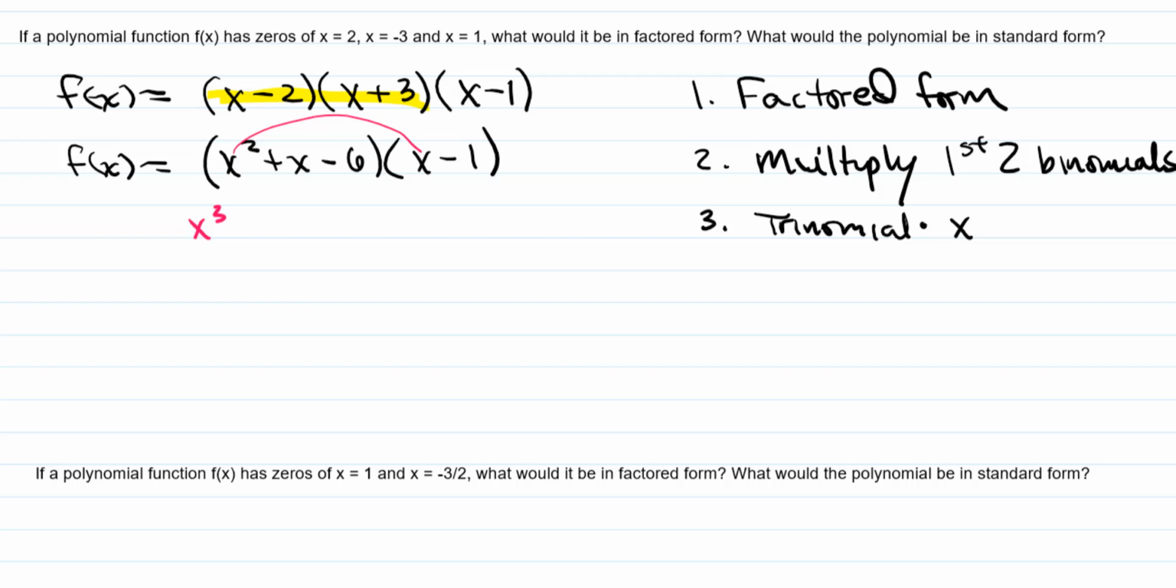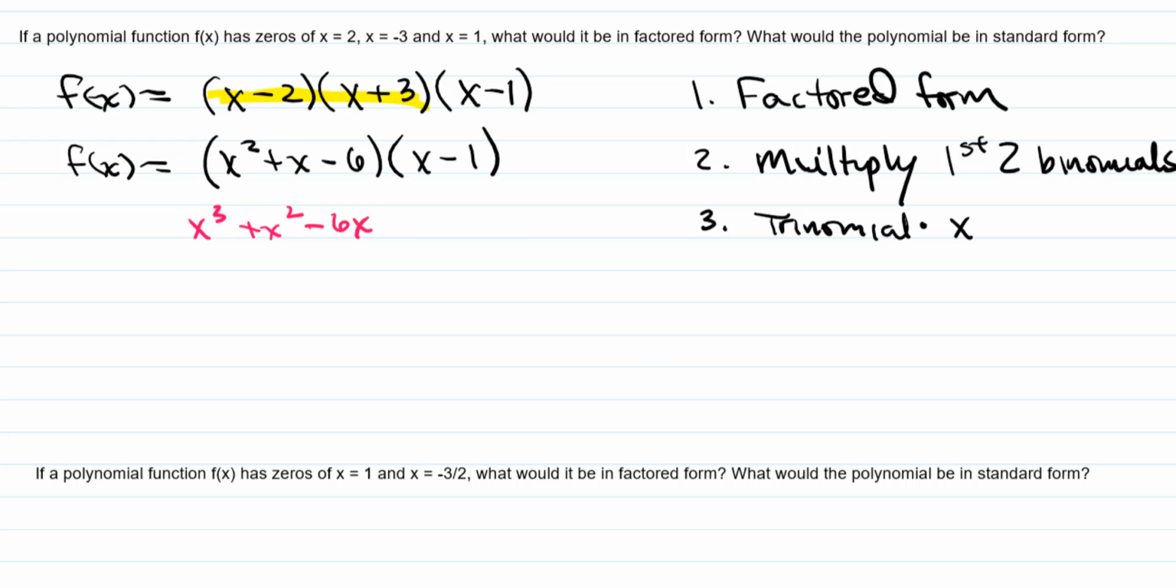Now, next, I'm going to take the x and also multiply that by the other x. So in that case, I'm going to get a plus x squared. And then I'm going to have this minus 6. When I multiply that by the x, I'll get negative 6x. So that's the very first thing. We're going to take that trinomial and multiply it by x. So that was what we did first.